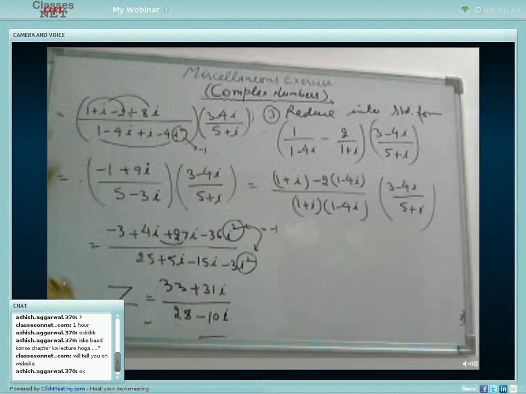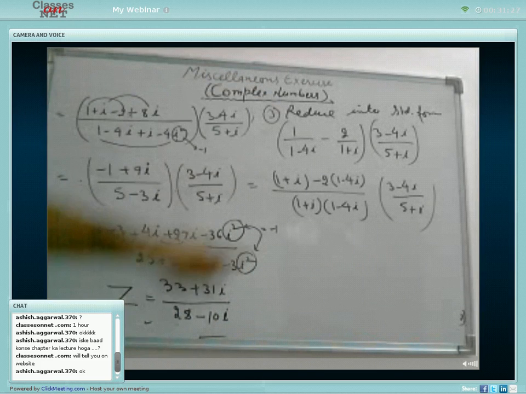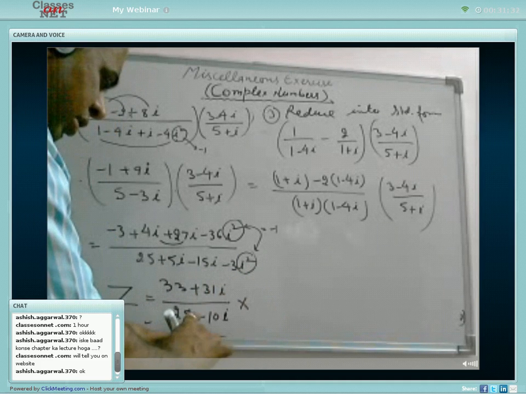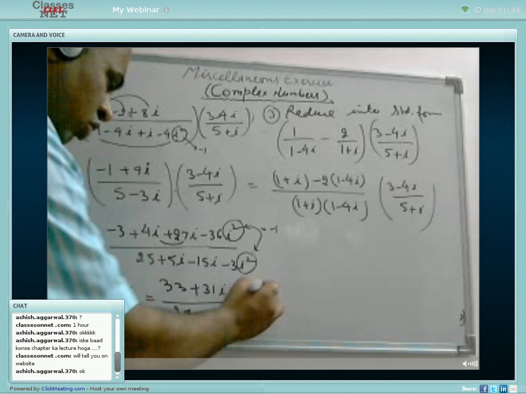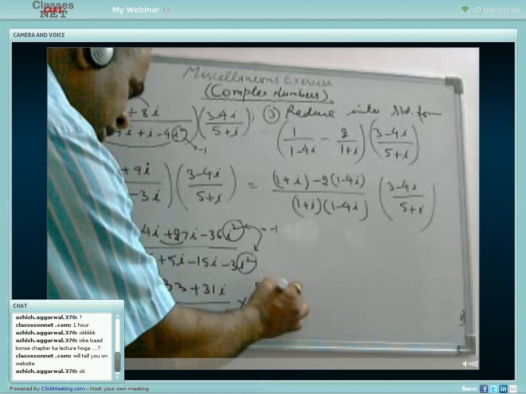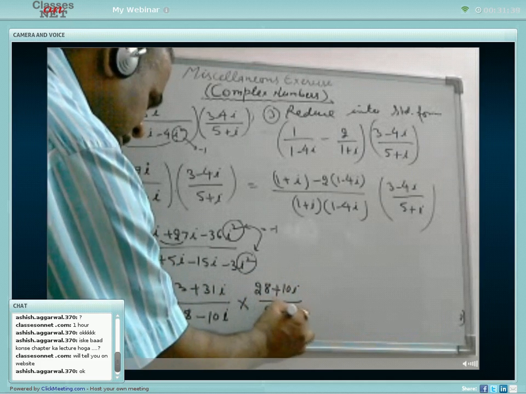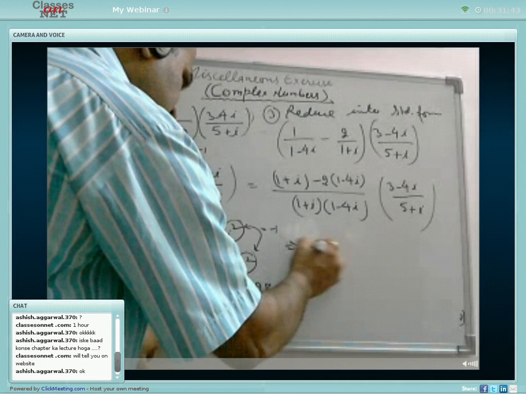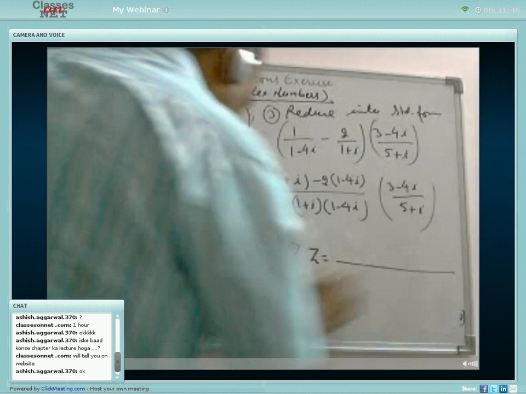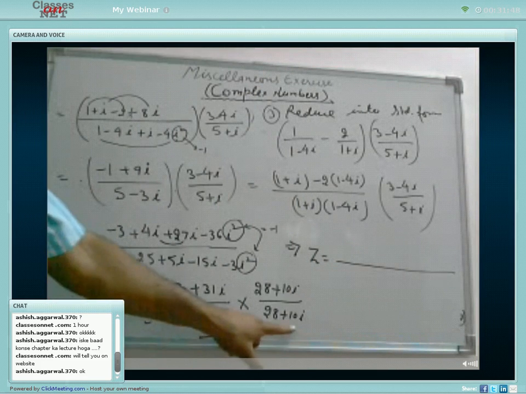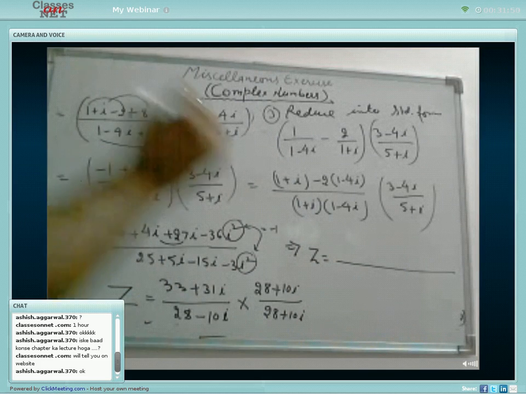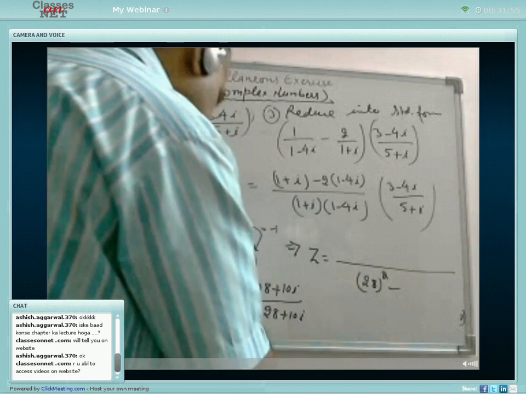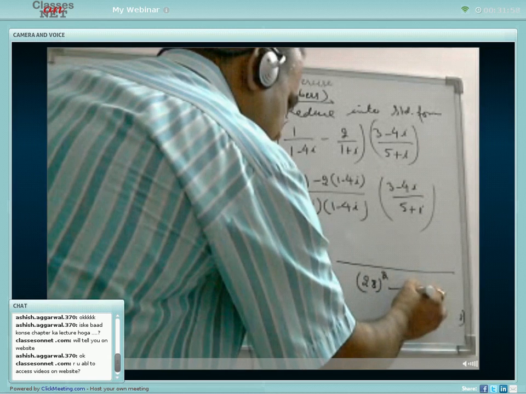This is the value of the given complex number which we were given in the beginning. Now we will reduce it to standard form. In order to reduce into standard form, we will multiply and divide by the conjugate of the denominator, that is 28 plus 10 iota divided by 28 plus 10 iota, right? So this implies this complex number equals what? Applying a minus b and a plus b in the denominator, that gives me a square minus b square. That gives me 28 square minus 10 iota square.